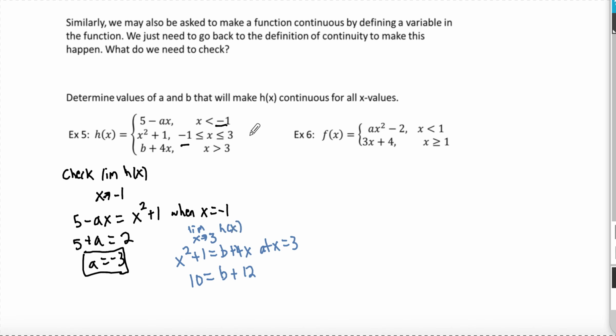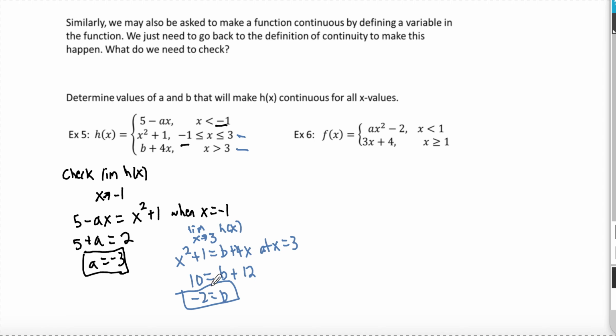We check our two branches, left and right branch. We're doing that. We plugged in 3. Now we're solving for b. -2 equals b. So look, if b is -2, the limit will exist, and the limit will be 10, which is where the point was. So look, this function is now continuous at x equals 3, and look, we have found a and b.